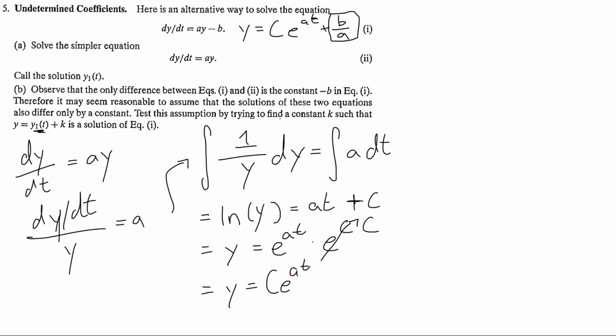Okay, that's our second. So we're going to write here y1 of t is equal to c e to the at. Okay, that's what we have.